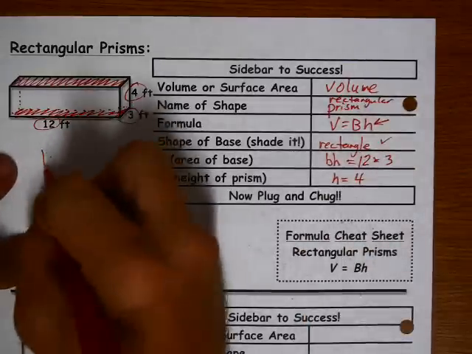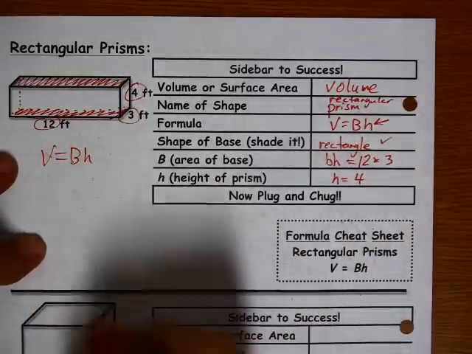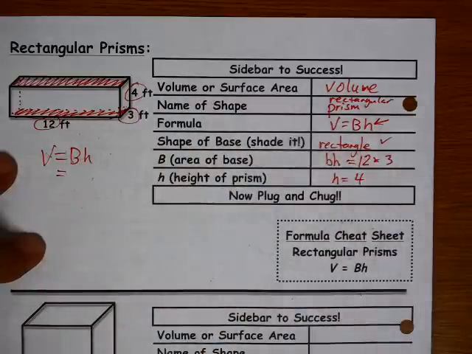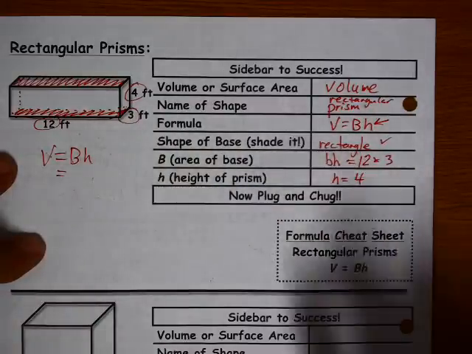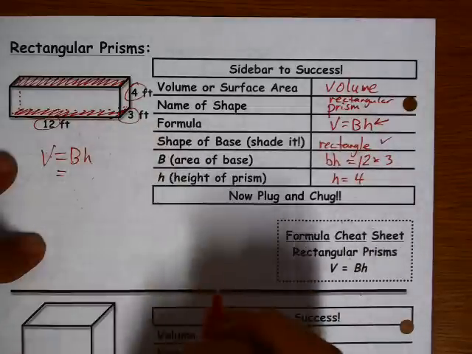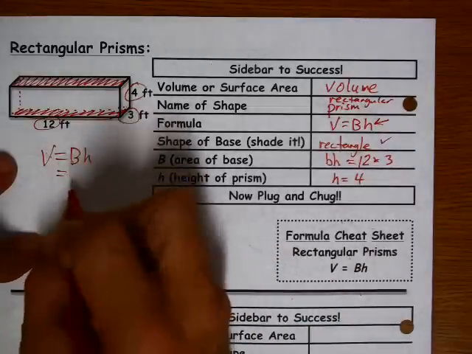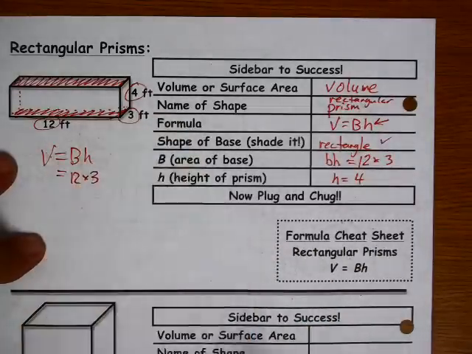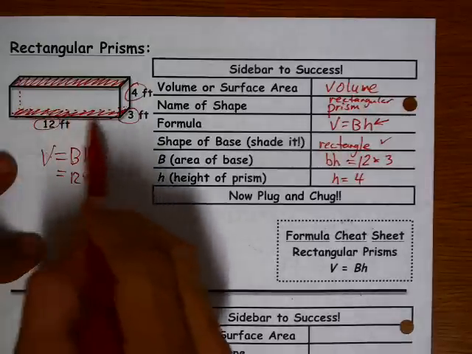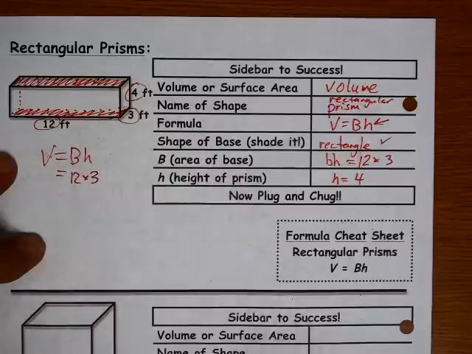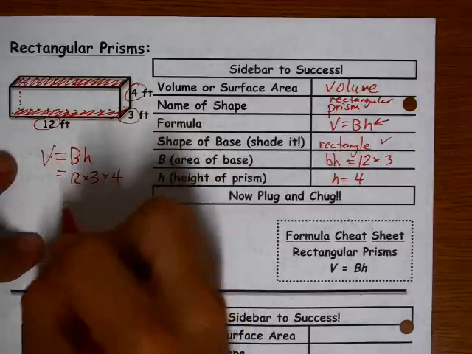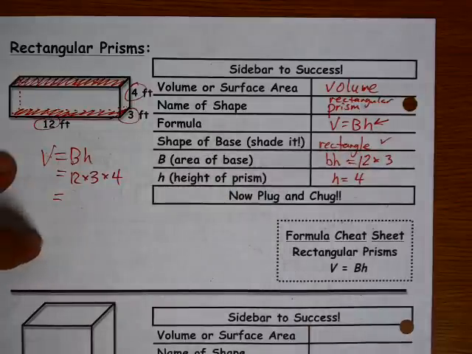Okay, so again, when we write our formula, it would look like this. Always write your formula first. It's basically the directions on how to do it. Like you wouldn't try to bake a cake without following the directions, right? Well, same thing with this. So, big B, area of the base, 12 times 3 is going to give us the area of this base shape down here, which is the same as this one up here. And then times the height of the prism gives us this.